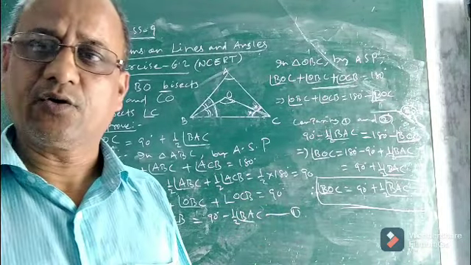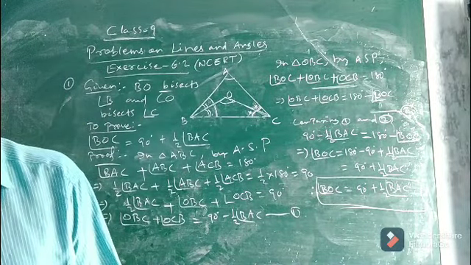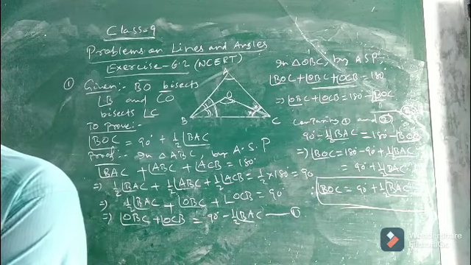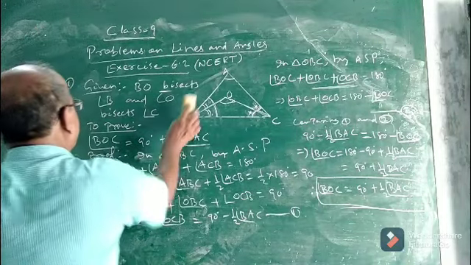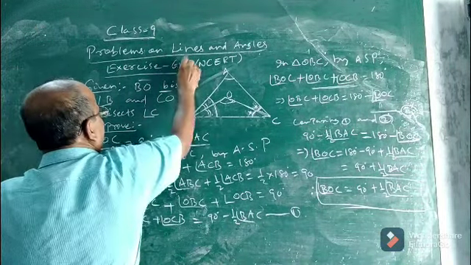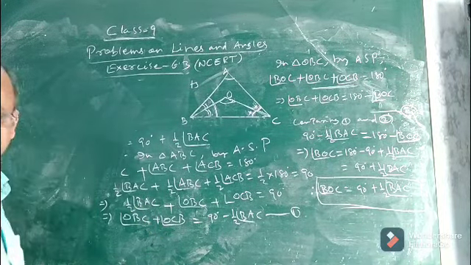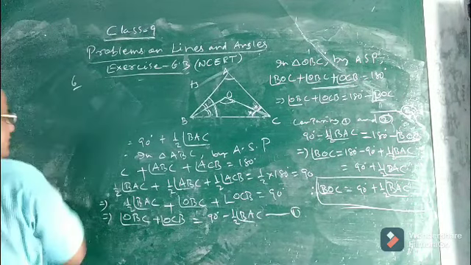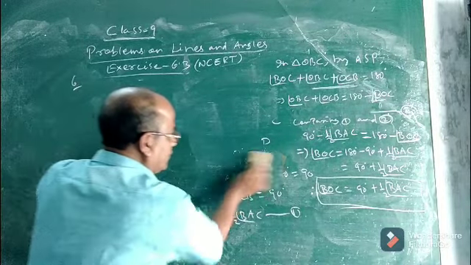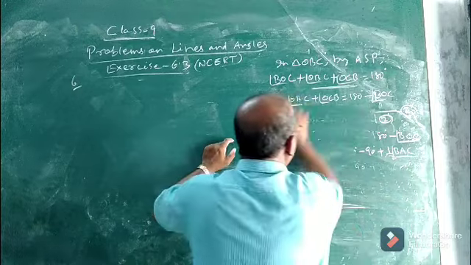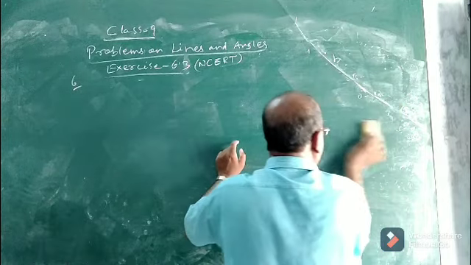Let us discuss another one to complete the chapter Lines and Angles. There is a question given in Exercise 6.3, number 6. Let us discuss this one. This is a very important question from the examination point of view, so we must discuss it. Let us see what the question is and which concept we will use to prove this particular one.